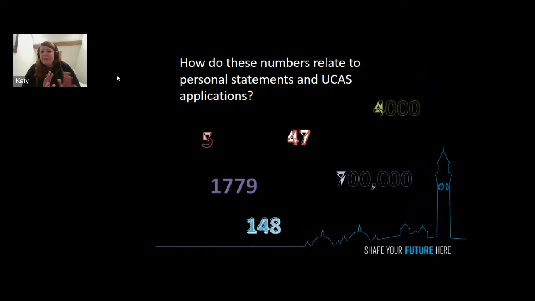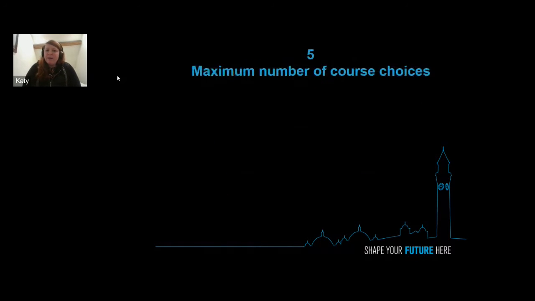You don't have to think too much about these numbers and figures here, but they relate to personal statements and UCAS applications. I'm going to go through some of these as we go through the presentation. Firstly, the number 5. This is the maximum number of course choices or university choices that you can have at a UK university. UCAS stands for the University and Colleges Admission Service within the UK. A UCAS application will cost you £26, so UK pounds, to apply to 5 universities.